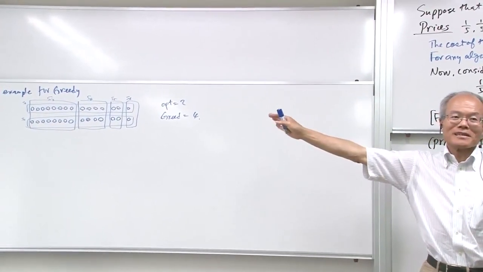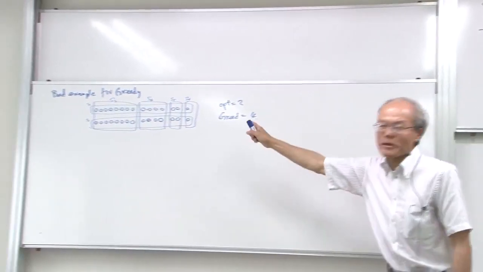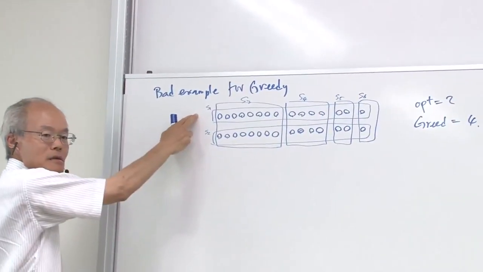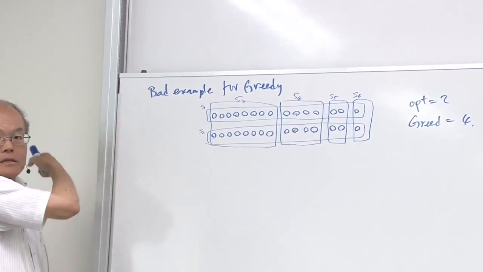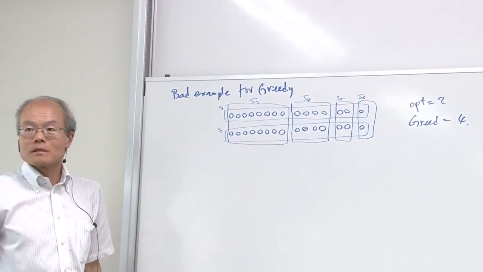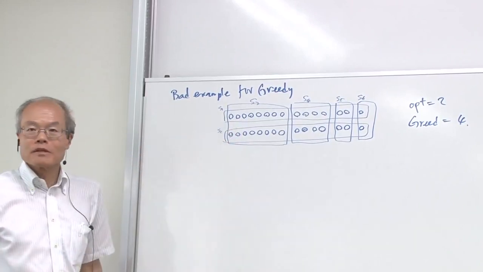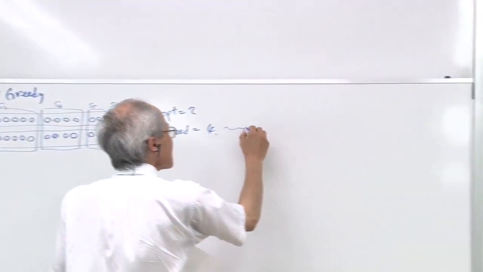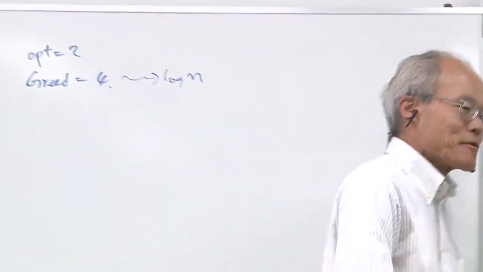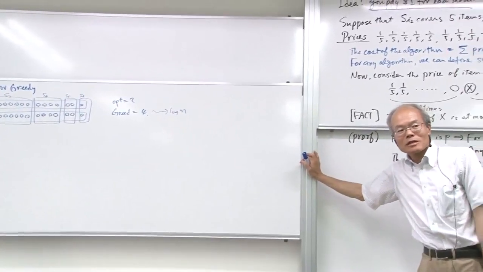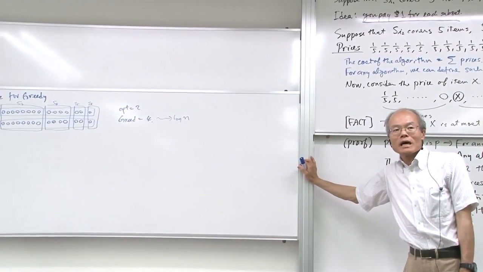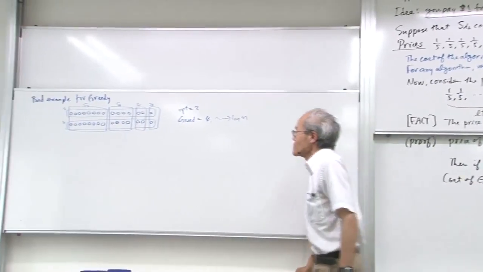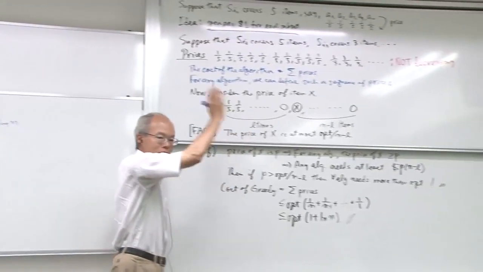Or we can extend this example. Opt is always 2. The next one, you add 16 elements, then 32 elements, or just extend this example. Then opt is always 2, but greedy increases like log n. That means the approximation ratio is something like log n. Not exactly log n, but something like log n over 2. So this is a bad example for greedy. So this analysis is not that bad.